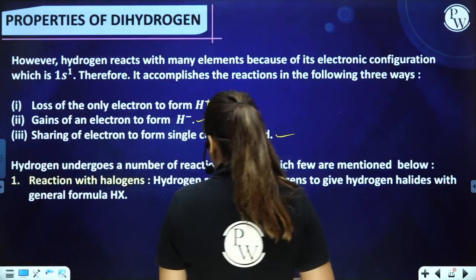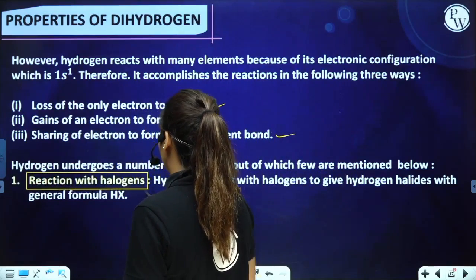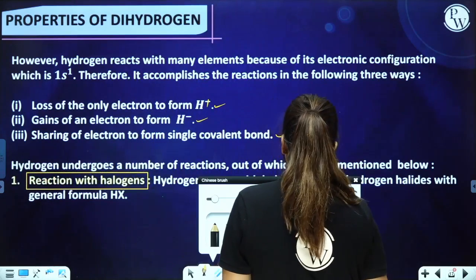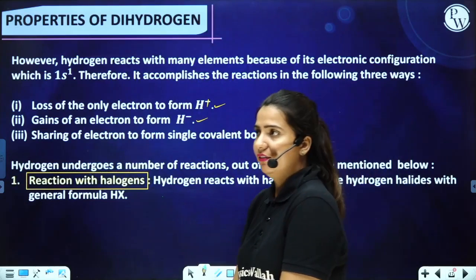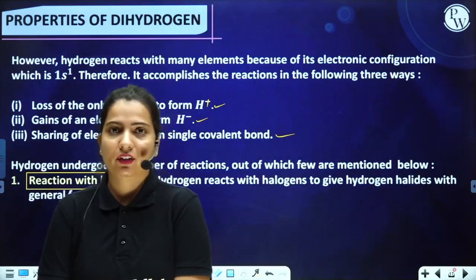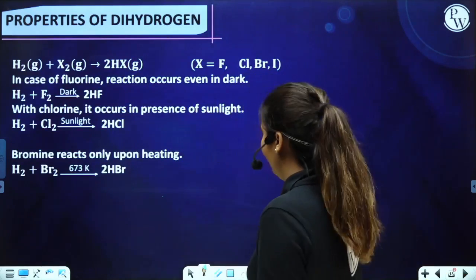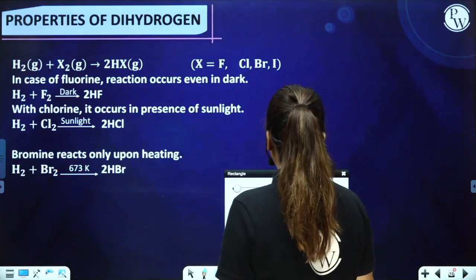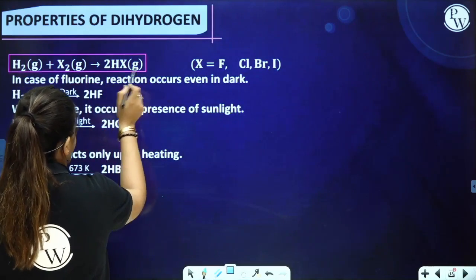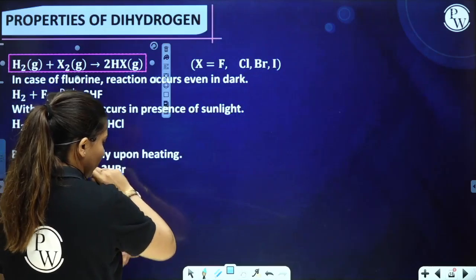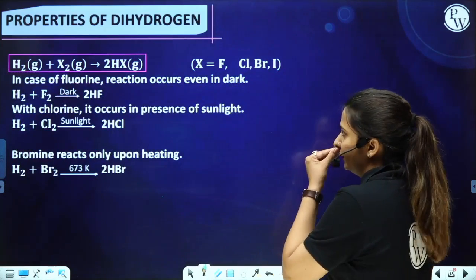Now we have the reaction with the halogens. See, hydrogen reacts with halogen in a very different manner. There is a different reactivity order and we should see that. First of all, if you see the reaction of hydrogen with the halogens, you are going to get this kind of a product. And I don't think any of you will have a doubt about how this product is forming. X can be any of the halogens.